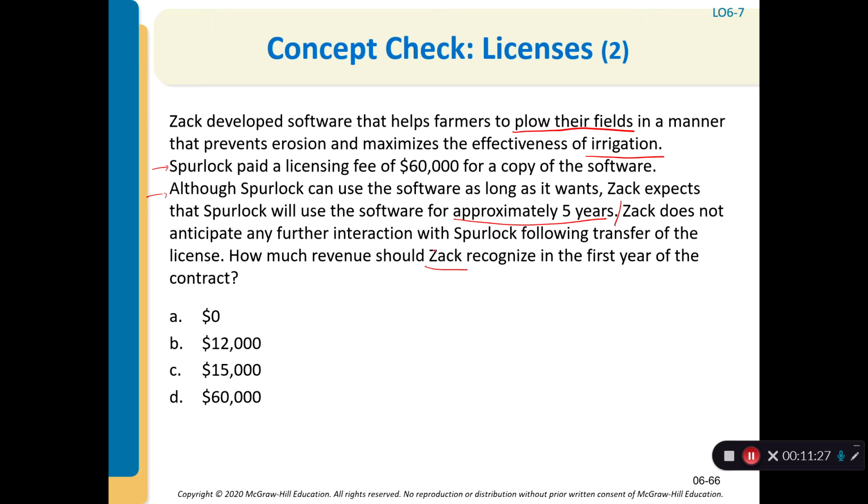So this should be directly recognized as the $60,000, which is the whole thing, right? Because it says Zach does not anticipate any further interaction with Sportlock following the transfer of the license. So that means it's like downloading a song. Whatever Sportlock does has nothing to do with Zach once it has paid for the license and downloaded the license, right? Okay.